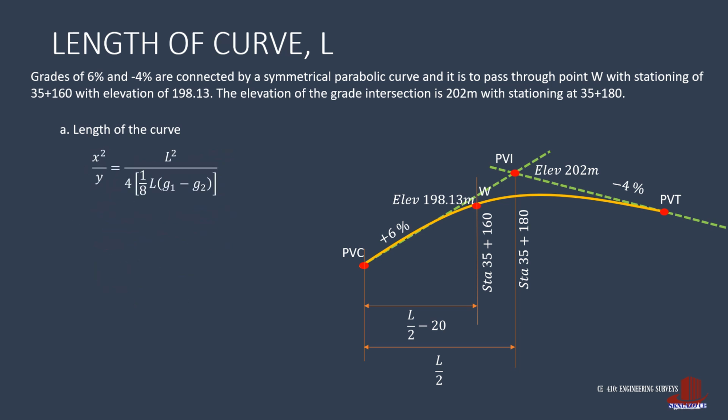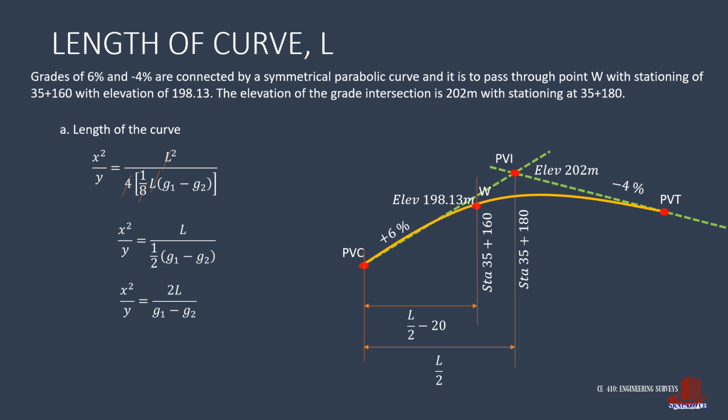X squared upon y is then L squared over 4 of H, which is now an 8 of L, with G1 minus G2. Cancel out L's and reduce the numbers to get X squared over y as equal to L upon half of G1 minus G2. Now place 2 up to the numerator and get X squared over y as 2L over the difference of G1 and G2. This is the simplified function we can use.